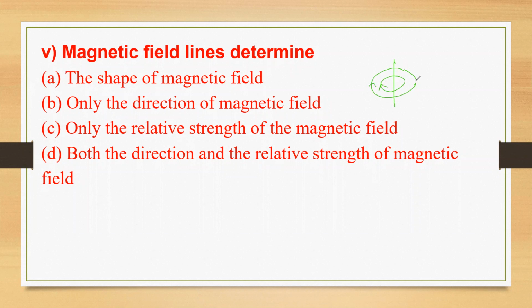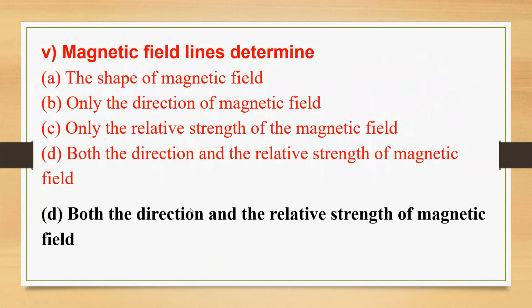These magnetic field lines give the direction of the magnetic field and also the strength of the magnetic field. If only two circles are there, then they increase the circles. More magnetic field is generating, isn't it? So magnetic field lines give both direction and relative strength of the magnetic field. B is the correct one.